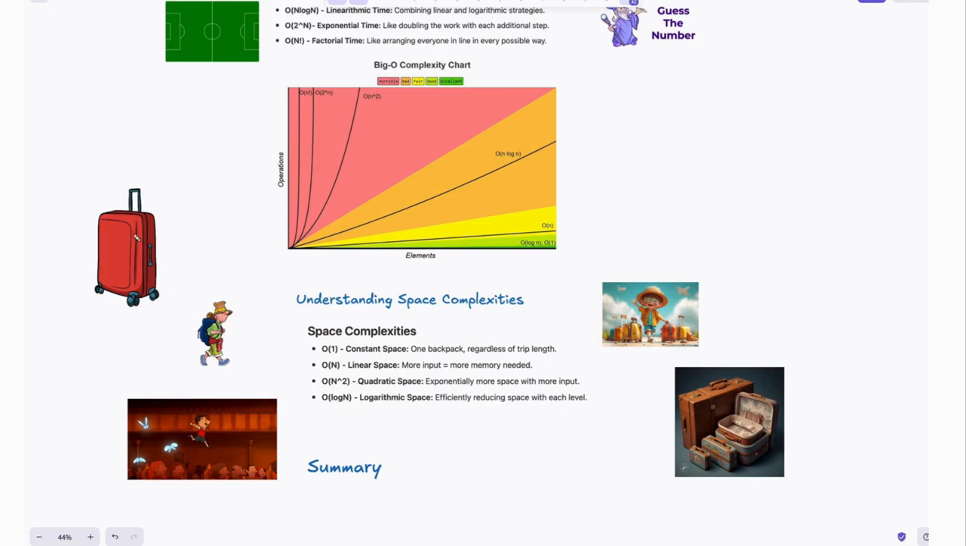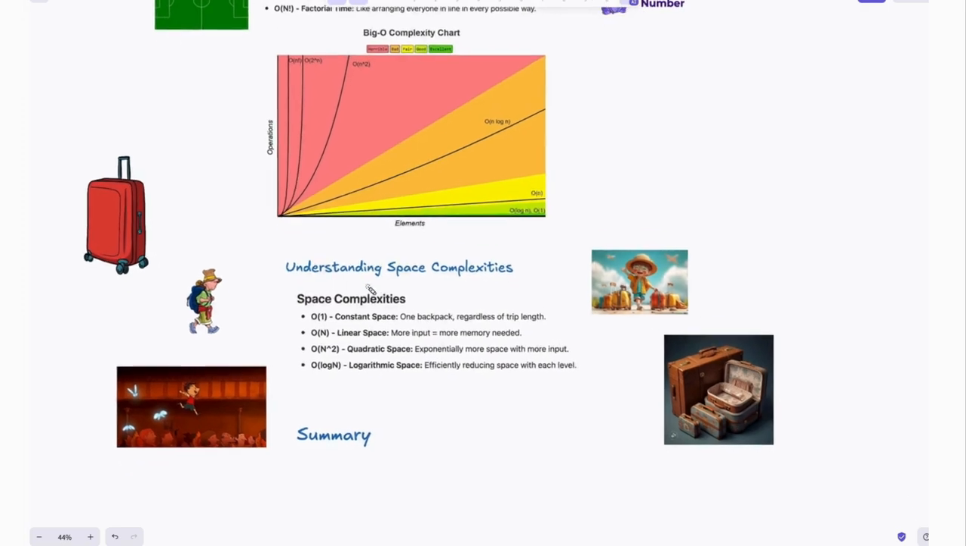Now imagine you're planning for a trip. You've got a suitcase and you need to figure out how much space you need for clothes. The more clothes you pack, the more space you need in a suitcase, right? That's space complexity in the real world. In programming, it's the same idea, but with memory. How much memory does an algorithm need as the size of input increases? More input usually means more memory, just like more clothes means a bigger suitcase.